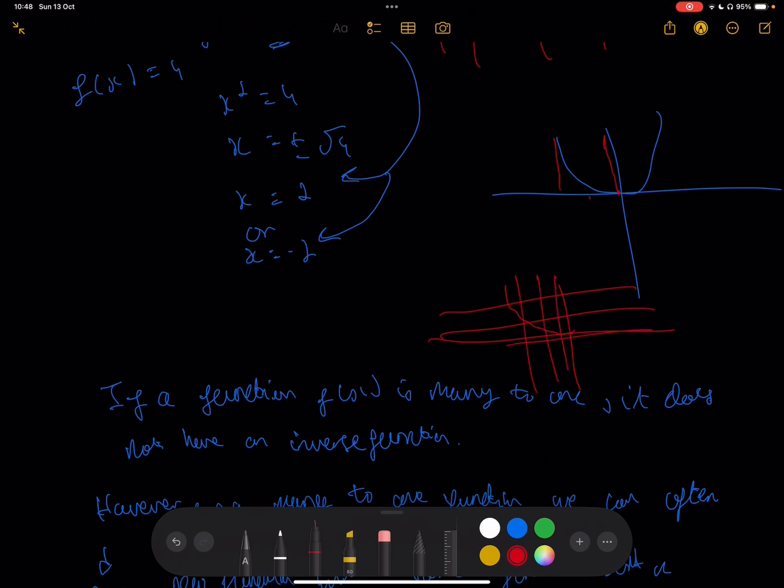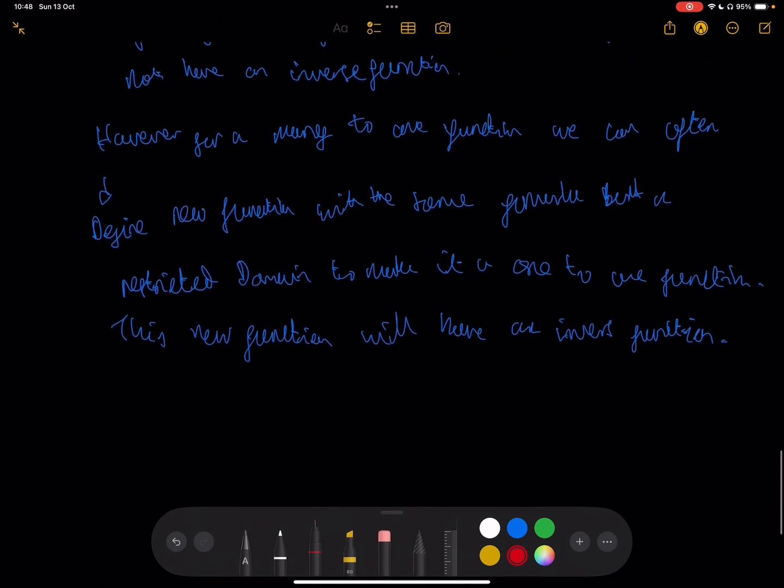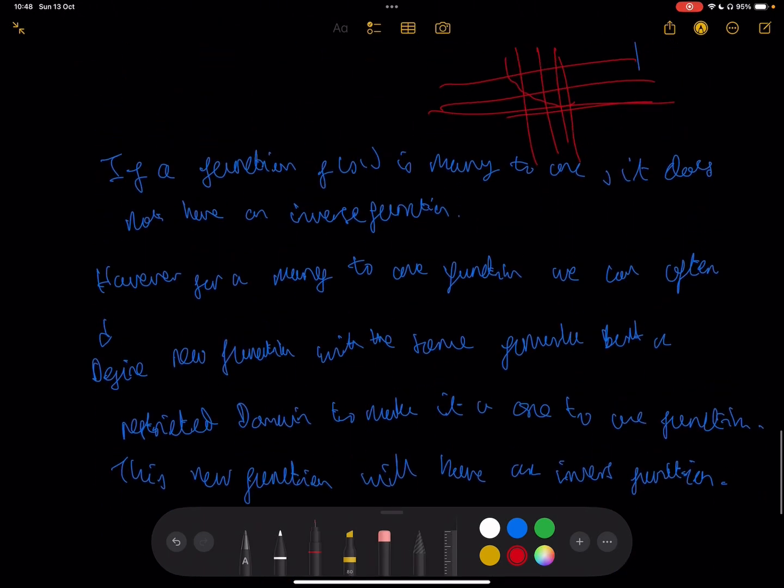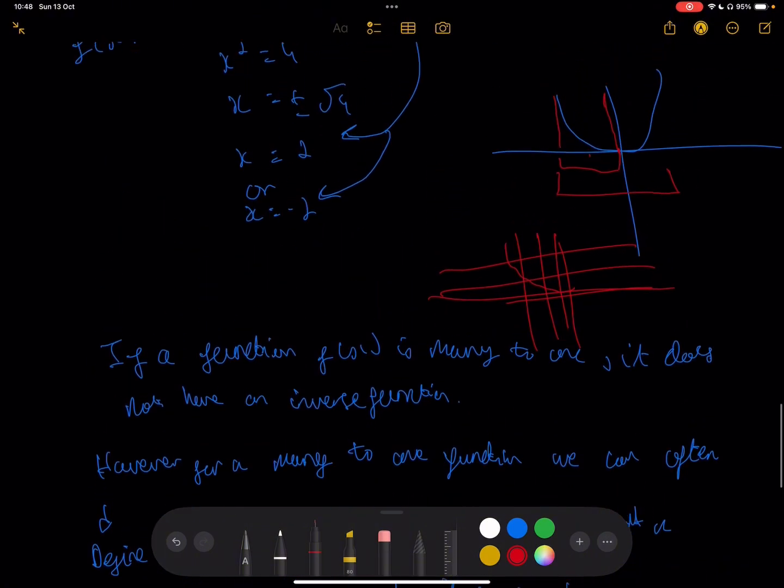By restricting the domain to just this area here, rather than the entire length here, now it's passing both horizontal and vertical line tests. It has the same formula, but it's technically a new function, and is able to produce an inverse function now because it's satisfying both horizontal and vertical line tests.